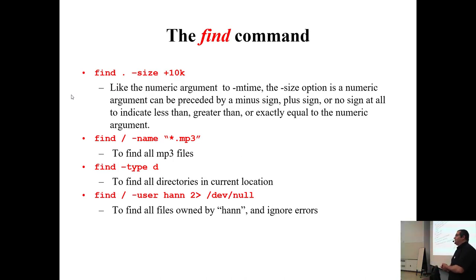You can search by file size. So find the current path, size greater than 10K. Once again, the negative and positive do the same thing as with the time. A negative 10K means any file 10K and smaller. Positive plus 10K means any file bigger than 10K. And if you don't give it a positive or negative, it's a file that's exactly 10K.